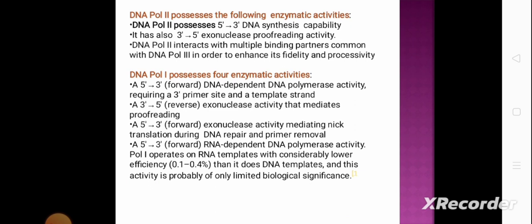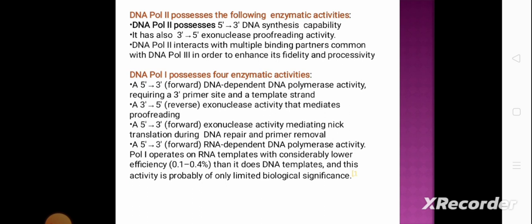Next is about DNA pol II. DNA pol II possesses 5' to 3' DNA synthesis capability. It also has 3' to 5' exonuclease proofreading activity. DNA pol II interacts with multiple binding partners common with pol III in order to enhance its fidelity and processivity.